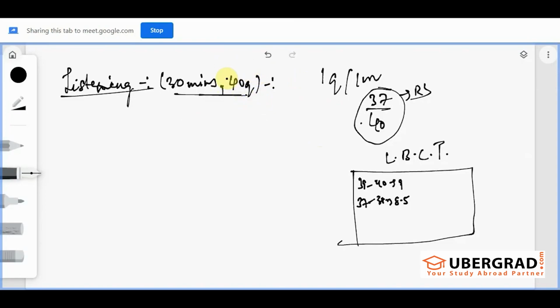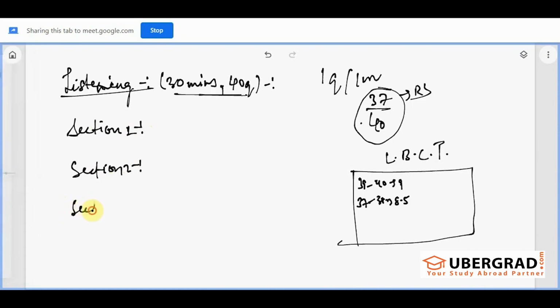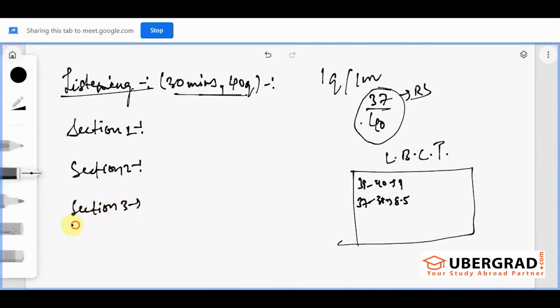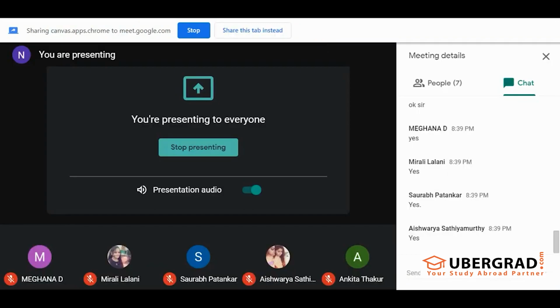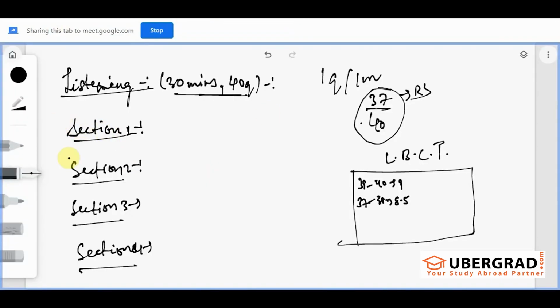Now there are 4 sections that you have, and there are 40 questions. Okay, the listening section is divided into 4 sections: section 1, section 2, section 3, and section 4. How many questions are there? There are 40 questions. So each section has how many questions? Each section has 10 questions, right? So 10 questions each section.